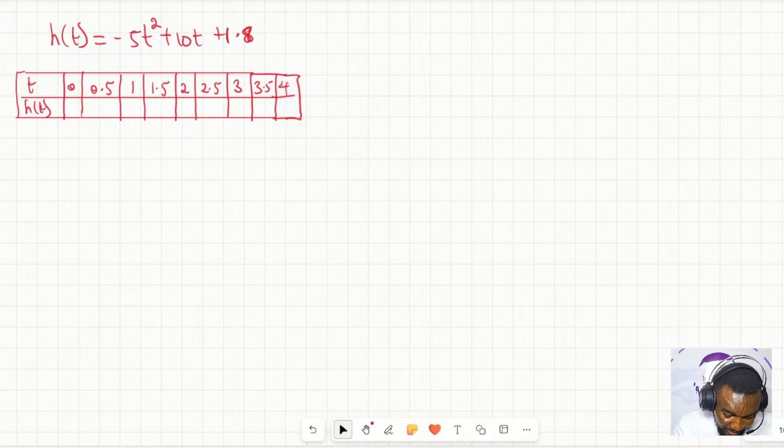and then probably reach the floor, right? So with this, they didn't give us any interval, so we are using realistic intervals for our t. Now we want to find our h of t.